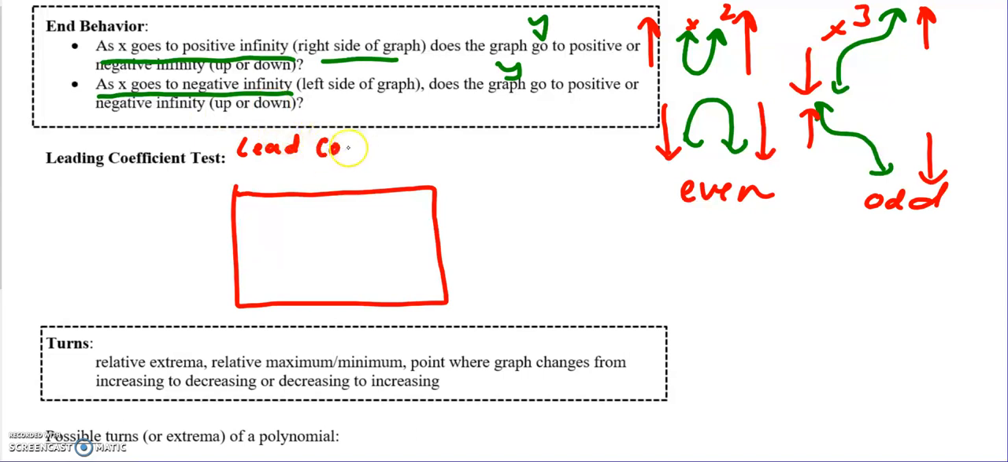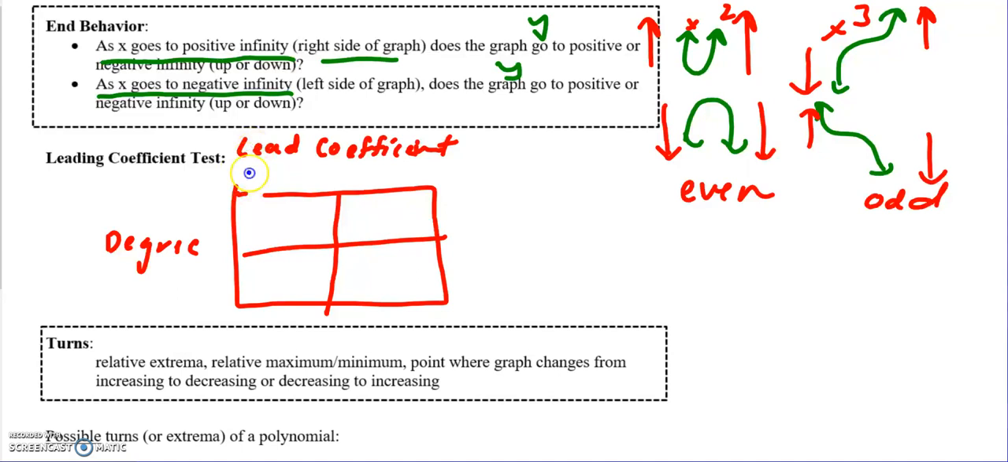So I'm going to make a little box, and I'm going to label the top lead coefficient, and I'm going to label the side degree. I'm going to make this little 4 by 4. And now on the top by lead coefficient, either your lead coefficient, or number in front of your function, is either going to be positive or it's going to be negative. And the degree of your polynomial can either be even or it could be odd.